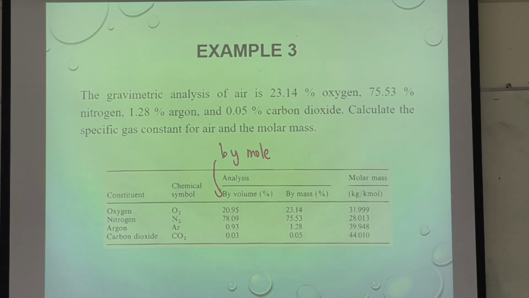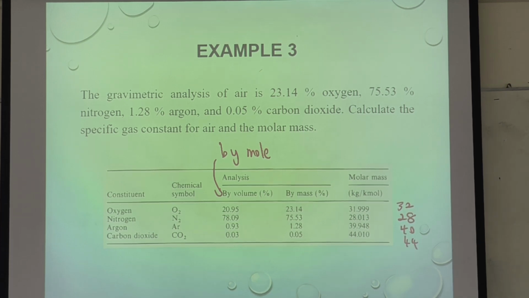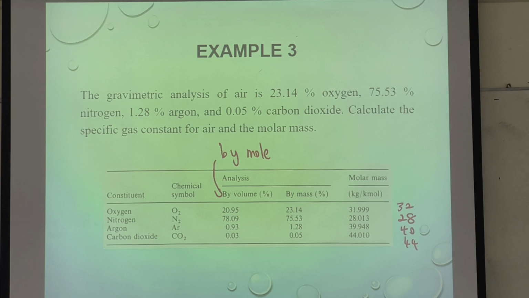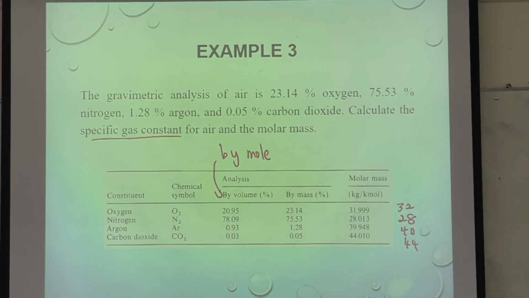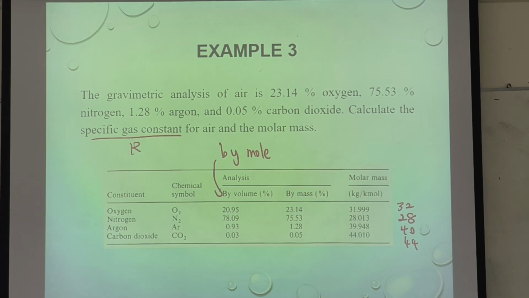Okay, so this question also gives you the molar mass. Of course, the common values for molar mass that we use are 32, 28, 40, 44. Those we usually use the round value. For this question, we need to calculate the specific gas constant R as well as the molar mass of air.